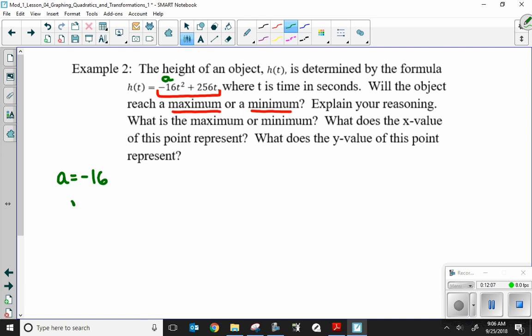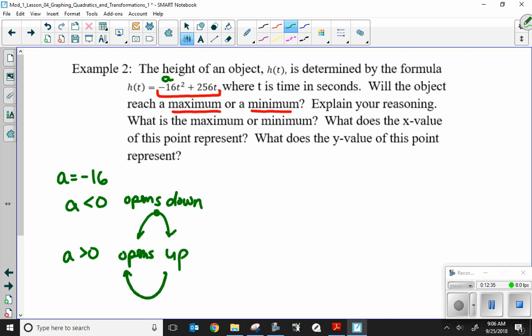If my a is less than 0, it opens down. And if it opens down, that means I have a maximum point, my vertex. That is the tallest point. If a is greater than 0, that means it opens up. Here you go, that's a smiley face, right? That means my vertex is a low point or a minimum. This would be a minimum here. This would be a maximum here.